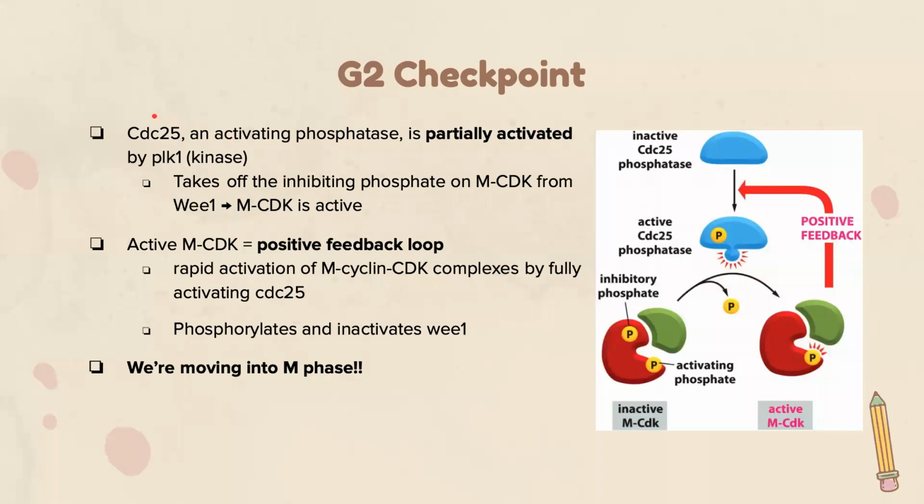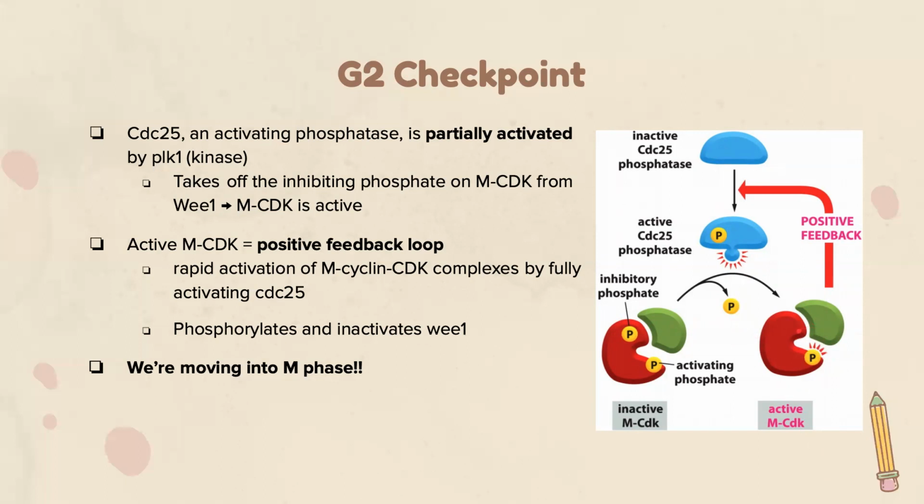Once the cell feels like it's all set and ready to move on, CDC25, which was partially activated by PLK1, another kinase, goes and takes the inhibitory phosphate off. CDC25 is a phosphatase. It takes off the inhibitory phosphate specifically, so all you have left is the activating phosphate. Now your mCDK is officially active, but it's still not at its full capacity, and you want to get into M phase as fast as possible.